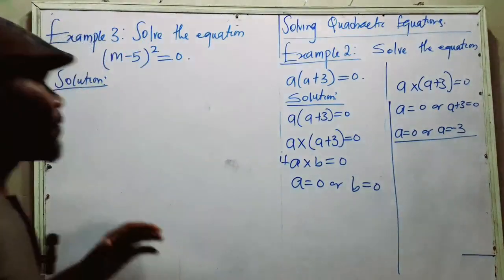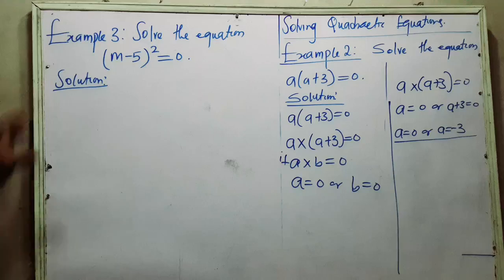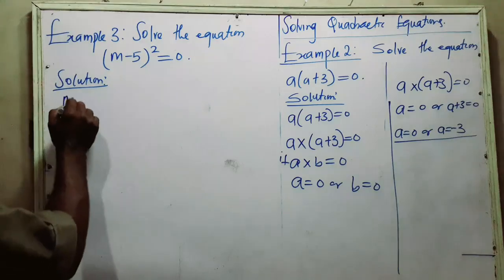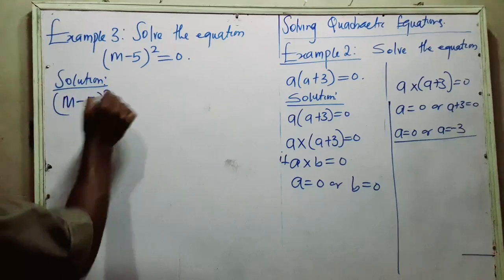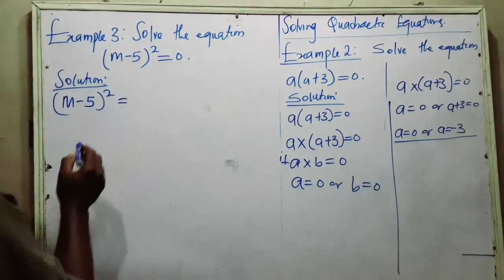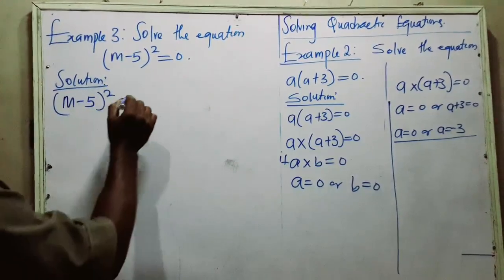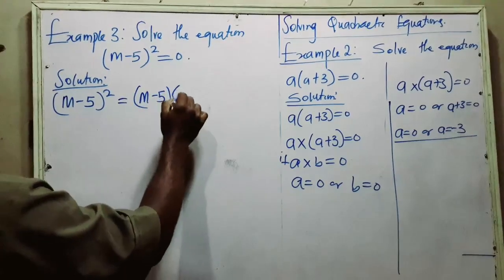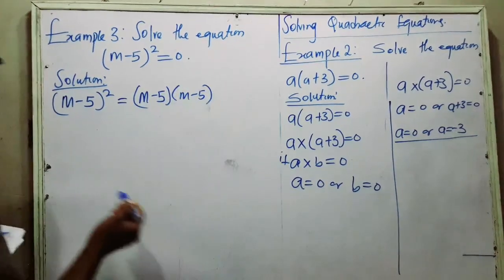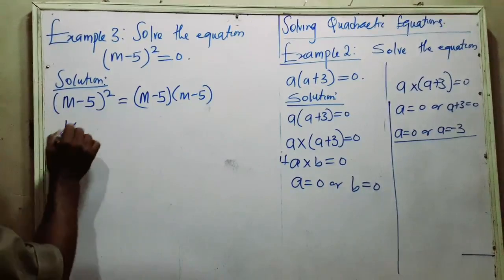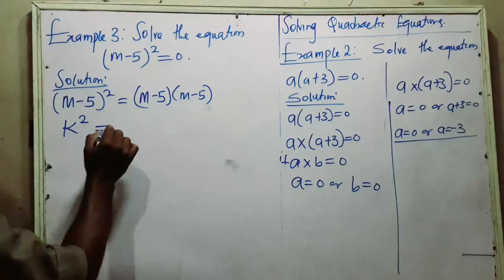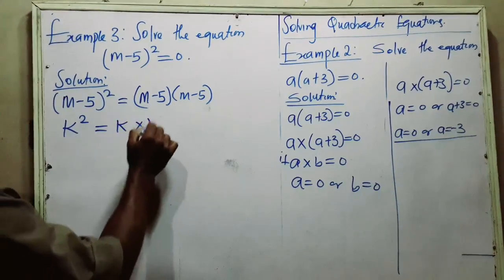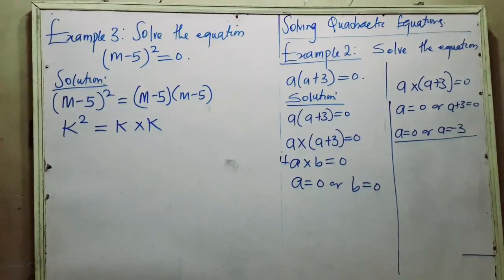So let's have example 3. This is another form of solving a quadratic equation. The first thing you are going to do is expand. Because it's a square, we have (n minus 5) multiplied by (n minus 5). Why? If we have k square, it is telling us that k multiplies k. That is the meaning of k square.